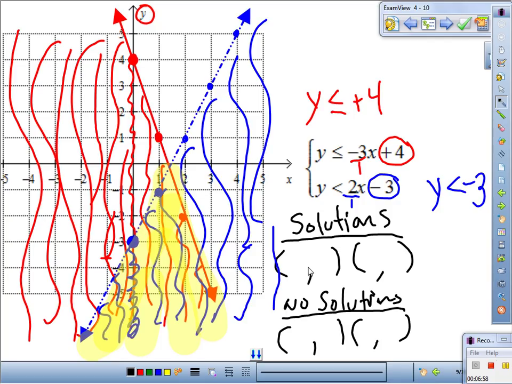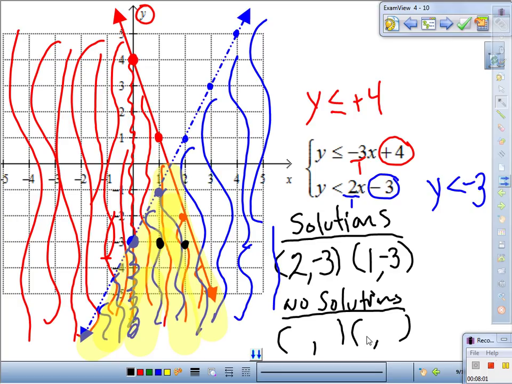Let's see. Mia, R, give me a solution. 2, negative what? -3. Let's see. 2, -3. Yep, that is part of that solution. Who can give me another one? Pedro. 1, -3. 1, -3.